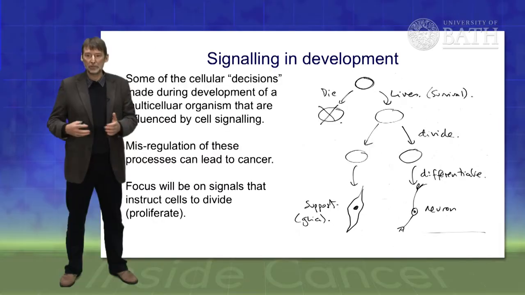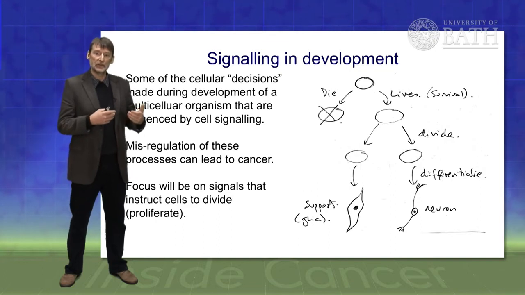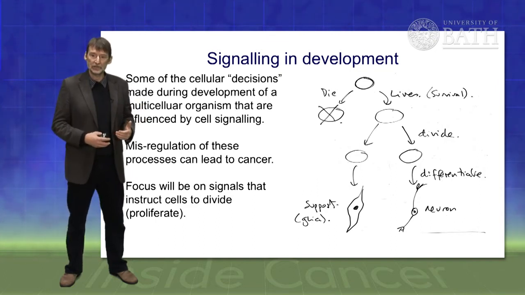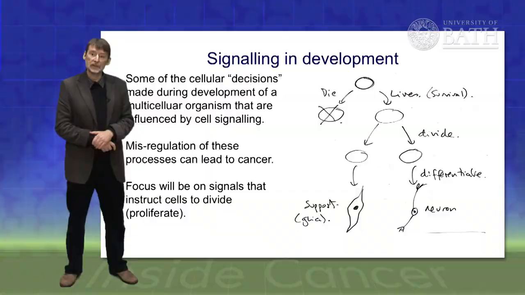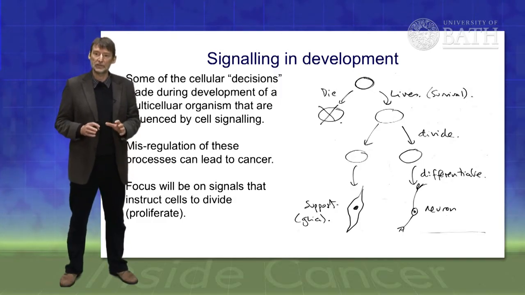And at some point during the development of an animal, the tissues need to form with their specialized structures and cell types, and that requires cells to specialize or differentiate. And that again requires different signals to ensure that the cells end up in the right place doing the right thing.